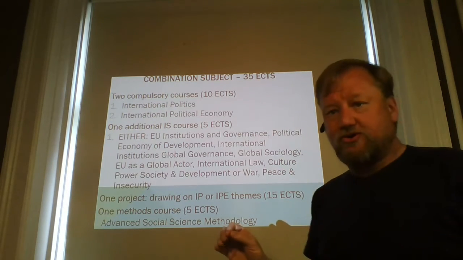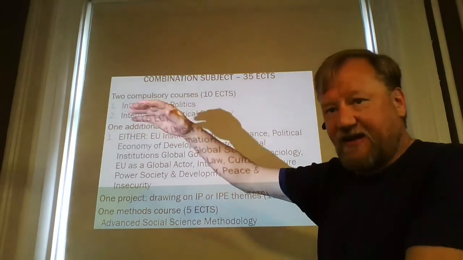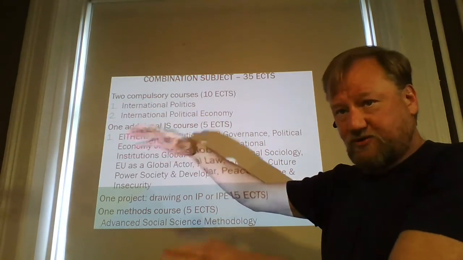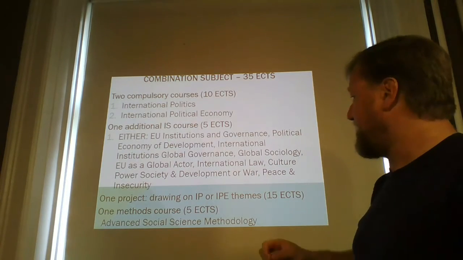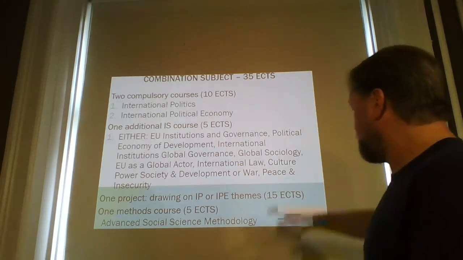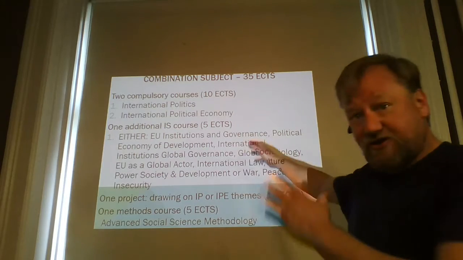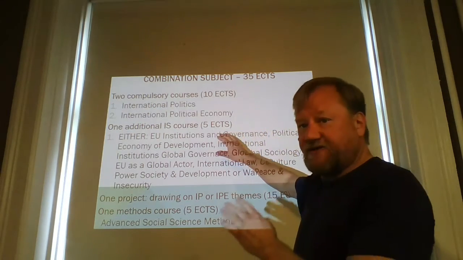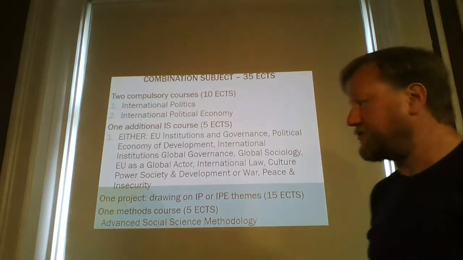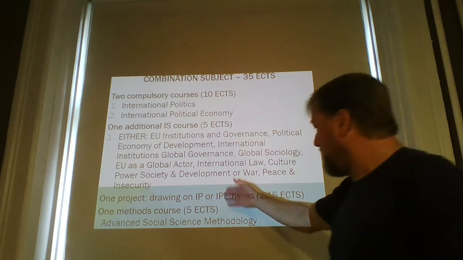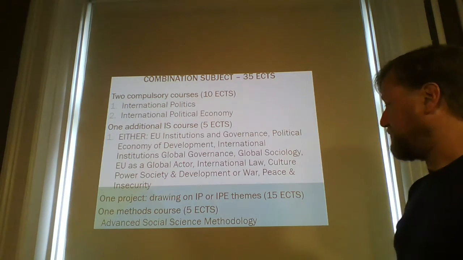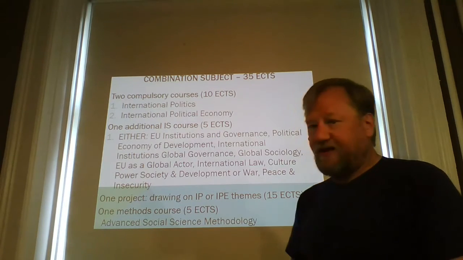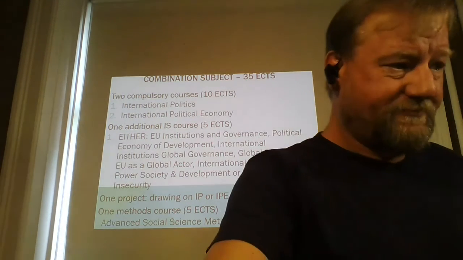And this course you can choose from the list of the 8 other courses we offered, which I just went over during the previous slide. So that would be EU institutions or global sociology or whatever. You can take one of these in addition to the 2 mandatory courses. And of course, you will be doing one project rather than 2, and you will do only one of the methods courses.